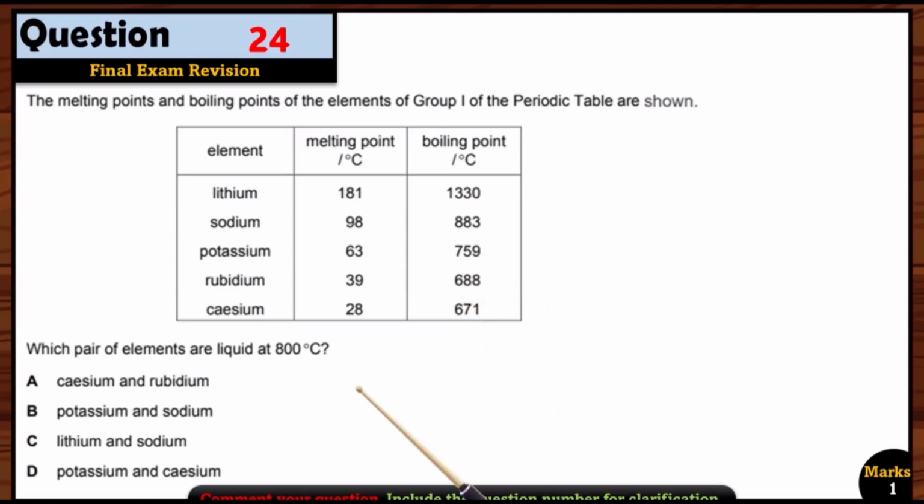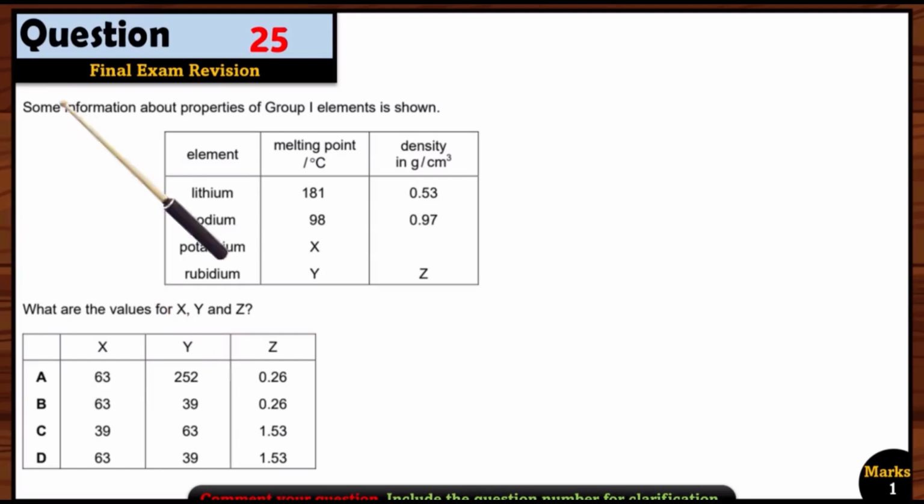These boiling points are lower than 800. It means they all will be gases at 800. So we are just left with lithium and sodium. So lithium and sodium are liquid at 800 degrees Celsius. That's option C.